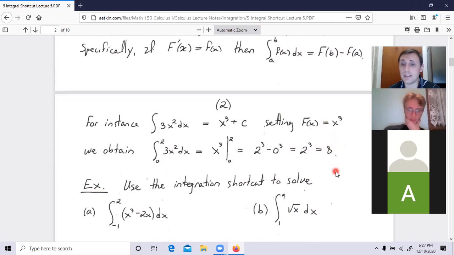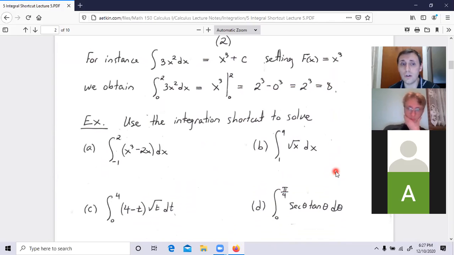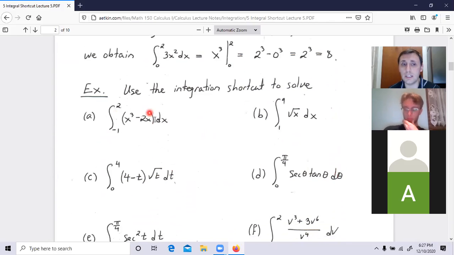So let's practice applying this trick for a few minutes, okay? All you have to do is guess an antiderivative and then write this bar with a top number and a bottom number, which means plug in the top number, subtract, plug in the bottom number. What's the integral in A using the shortcut? How would you solve it? You have exactly 1 minute.